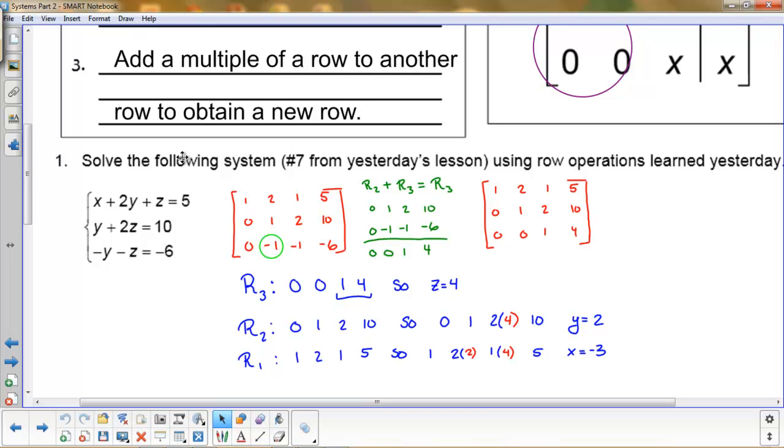Now I'm going to go up to row 1. Row 1 says that there's 1x plus 2y plus 1z equals 5. So I'm going to plug in those respective values, y equals 2, z equals 4, and that's going to give me a value of... no, sorry, excuse me, 4 plus 4, which is going to be 8. And then I'm going to subtract that to the other side, giving me the end result, x equals negative 3. So this is how we're going to use row operations to help us solve these problems.